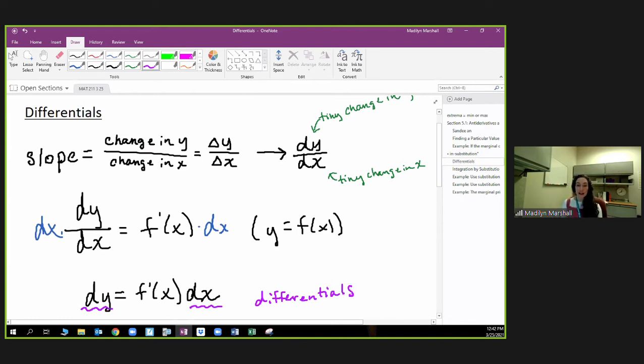Finding differentials, we don't need any new tools. It's just a matter of finding the derivative. The only difference is that we are moving that dx to the other side. So instead of looking for dy dx equals the derivative, we're going to find dy, which equals the derivative times dx.